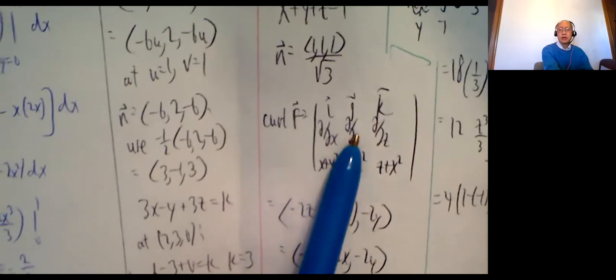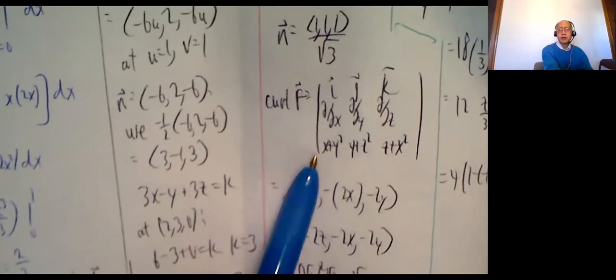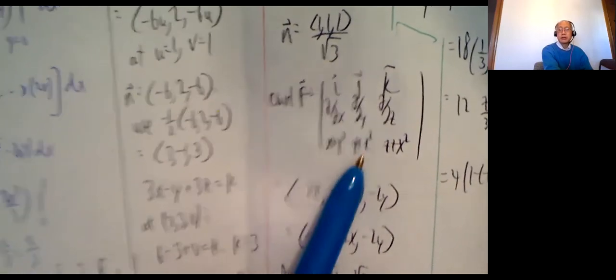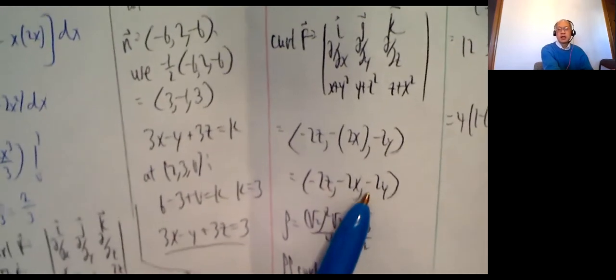So the i component is nothing minus 2z. The j component is the opposite of 2x minus nothing. The k component is nothing minus 2y. So the curl is <-2z, -2x, -2y>.